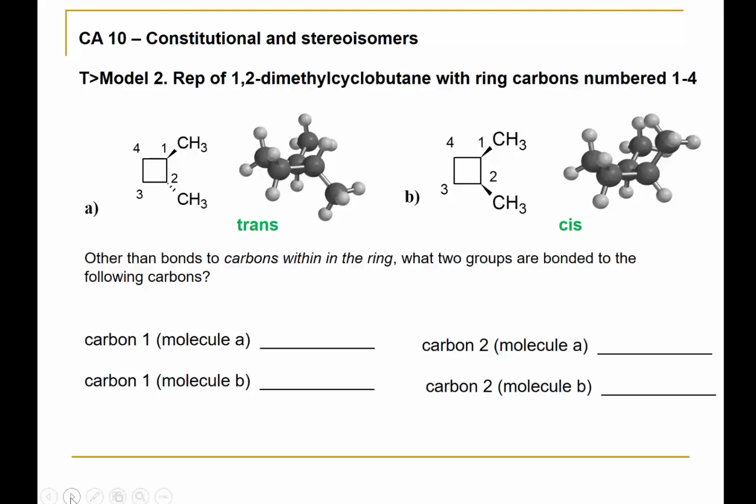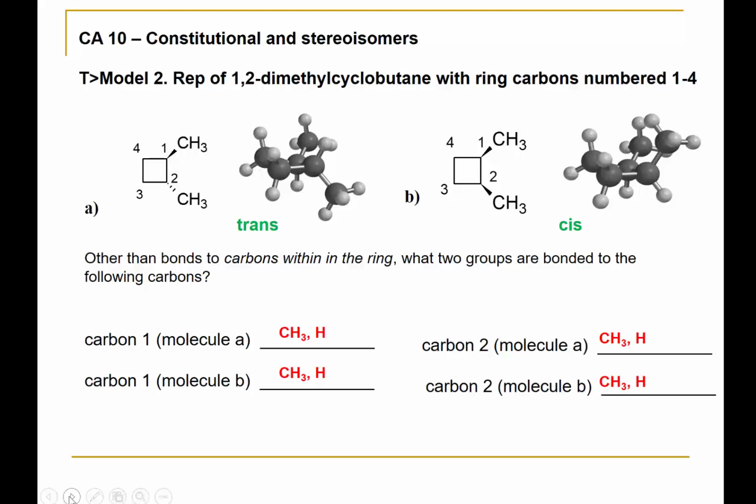When I say group, I mean hydrogen or a methyl group, that sort of thing. So hopefully you recognize that on carbon 1 in both molecules A and B, there's a CH3 and an H. Carbon number 2, in both molecules A and B, there's a CH3 and an H. So we would say that these two structures have identical atom connectivity, and yet because of no rotation about a ring, they have a different structure. We refer to these kinds of molecules as stereoisomers.